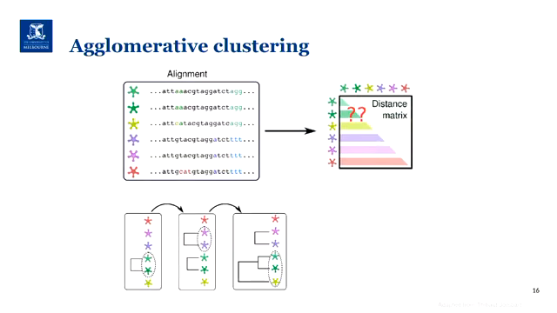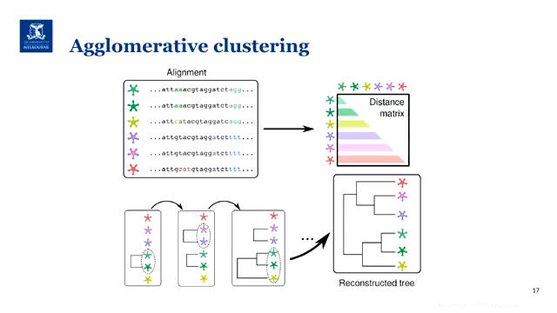So how many steps do I need to get the full tree reconstructed? I need n-1 steps. We start with n groups. When we merge one pair, we have n-1, n-2, n-3, until we have one group. So this is the concept of agglomerative clustering. It's an iterative process where we keep reducing the number of groups we have.